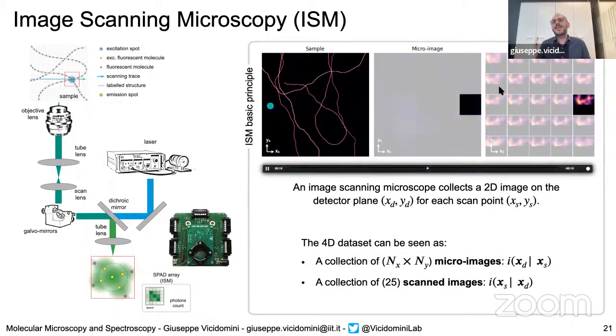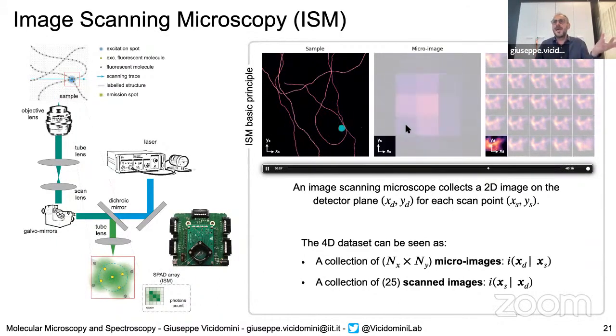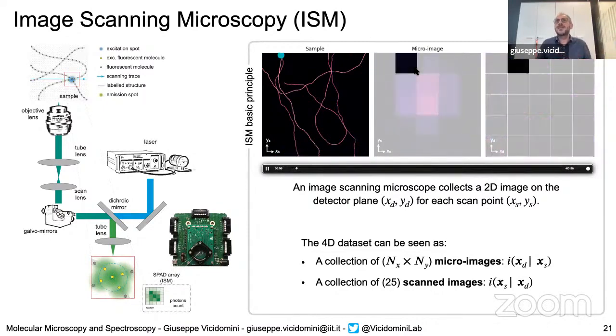And specifically, I can see any element of my detector array as a pinhole, like in a confocal microscope. And every pinhole is working simultaneously, so in parallel. So there is no photon loss during the acquisition time, but every single element basically builds up what we call a scanned image.